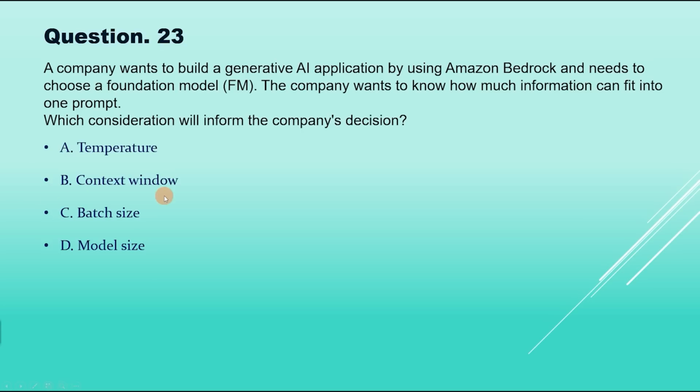The correct answer here will be option B, context window, because the context window of a foundation model determines how much information can fit into one prompt. It refers to the maximum number of tokens, words, characters, or subwords that the model can process in a single input prompt, including the input and the output combined. So the context window determines how much information can fit into one prompt, and the answer due to this reason is option B.